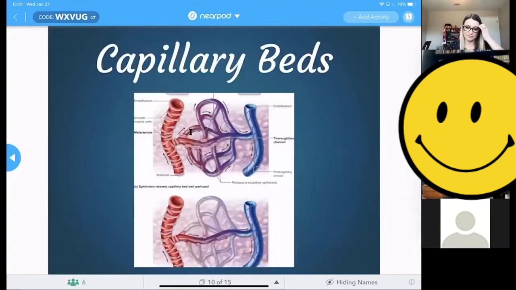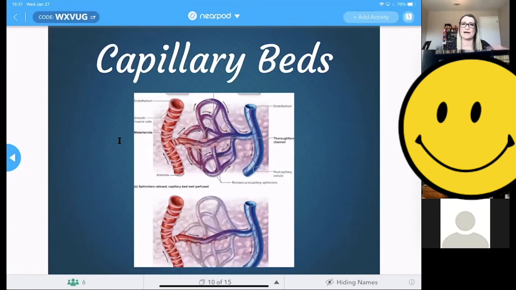Now let's talk about some capillary beds. Capillary beds are collections of several capillaries, anywhere around 10 to 100. So some smaller capillary beds have only about 10 capillaries, kind of interconnected, but large capillary beds can have up to around 100 capillaries that are all interconnected. These capillaries are going to function together in capillary exchange.